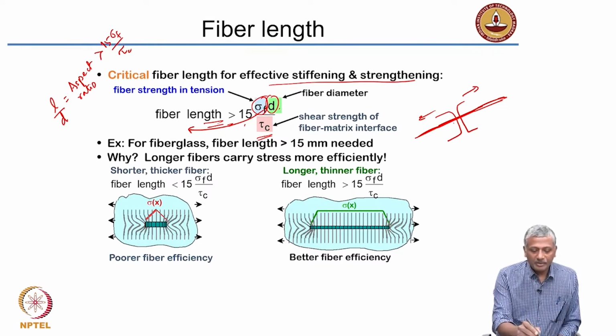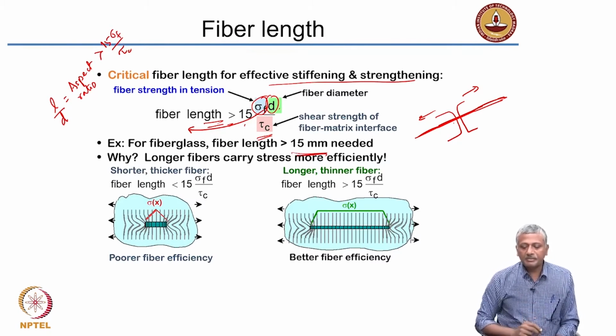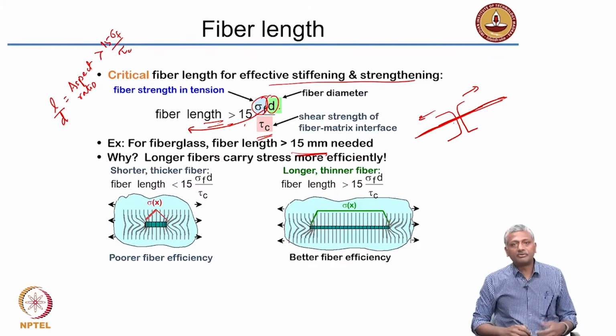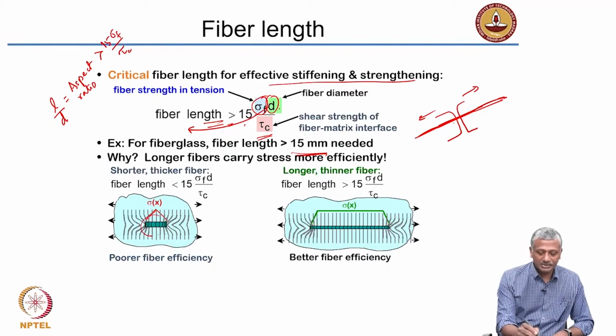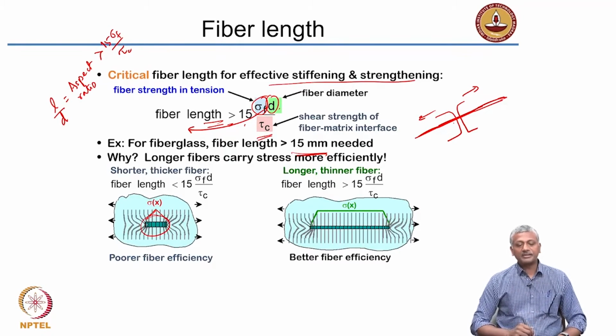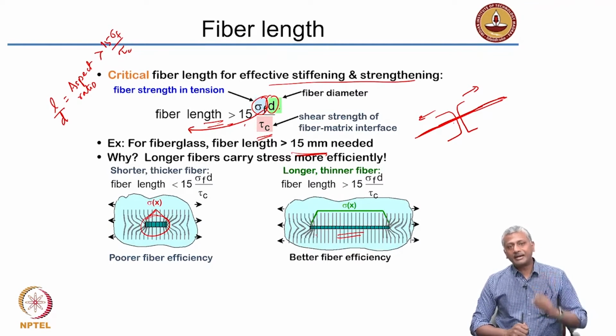Okay. For fiberglass, fiber length greater than 15 millimeters is needed, just an example of a material that is given here. So longer fibers are able to carry stress more effectively. So here for instance, you consider the short fiber where fiber length is less than what is required. If you have a long fiber, obviously the efficiency is improved when you have a long thin fiber. So you want a fiber with a high aspect ratio.